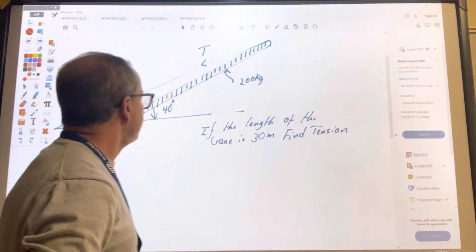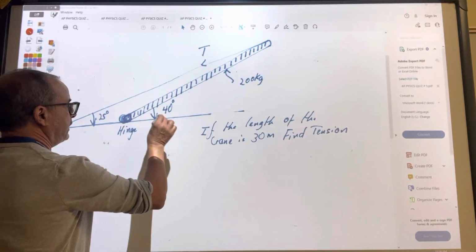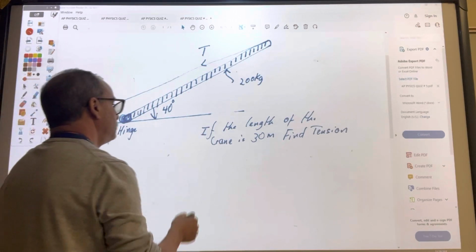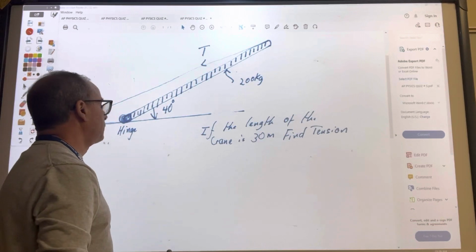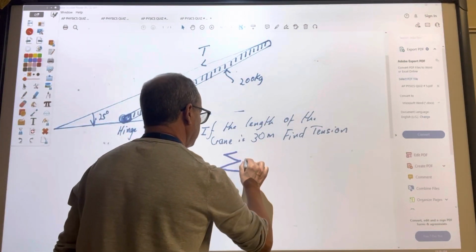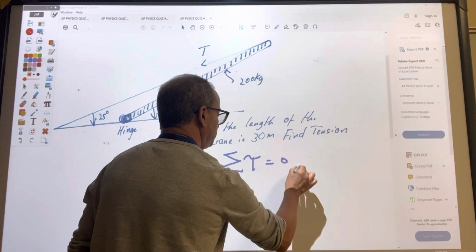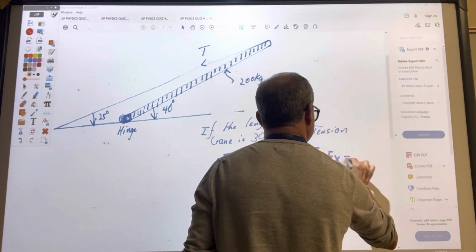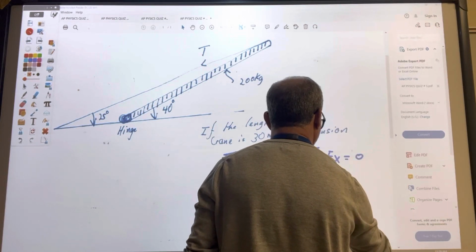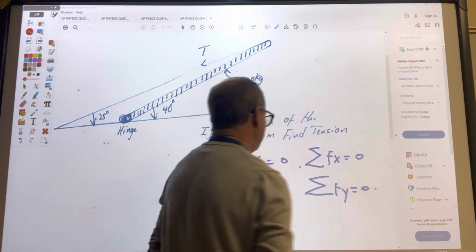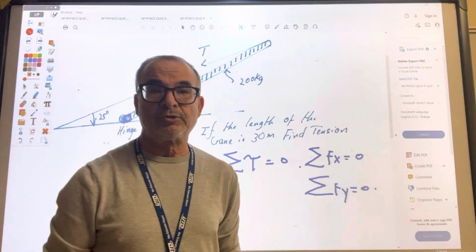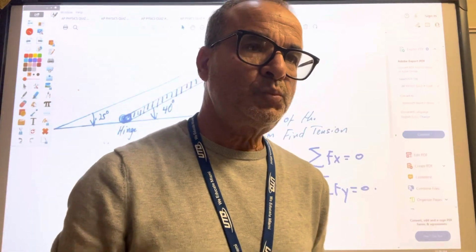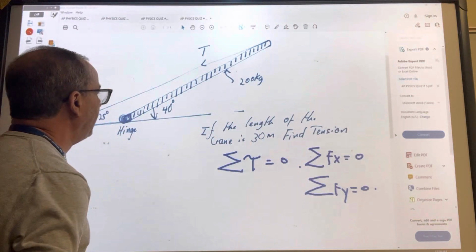And then the hinge makes a 40-degree angle with the horizontal, and you were asked to find the tension. Because it's in equilibrium, we have to put the sum of the torques equals 0, and also the sum of Fx equals 0, and the sum of Fy equals 0. Like I said, we might use only the sum of the torques equals 0, but always put down the three equations. All right, so what torques do we have here?